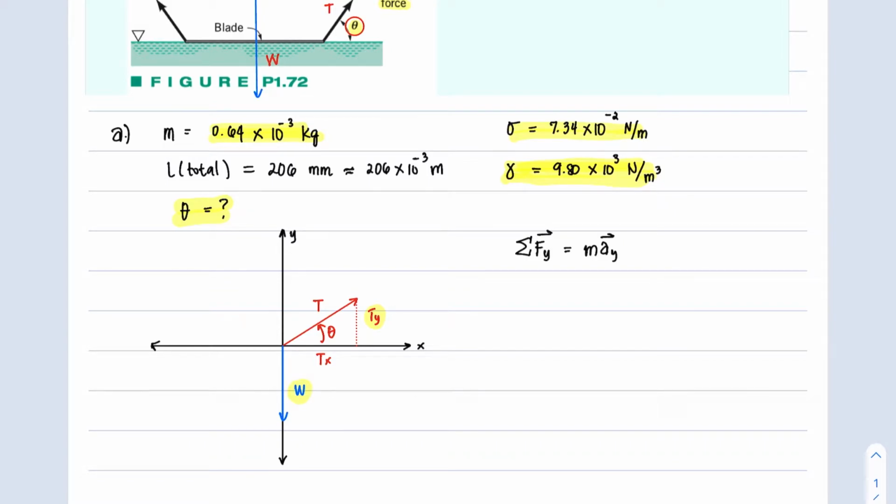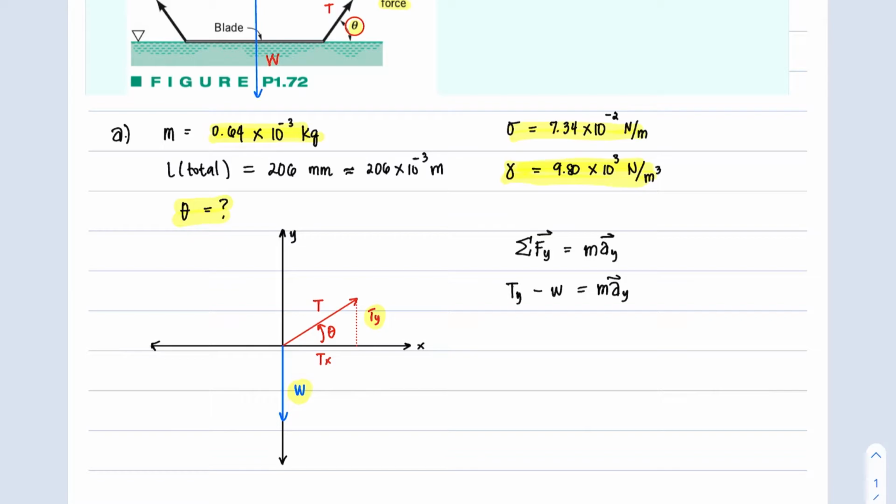So I'm going to write it here. The fact that t sub y is on the positive y means going up, so that will bear a positive sign. Ty, and then my weight is going down, so that will have a negative sign. And everything will be equal to ma sub y.